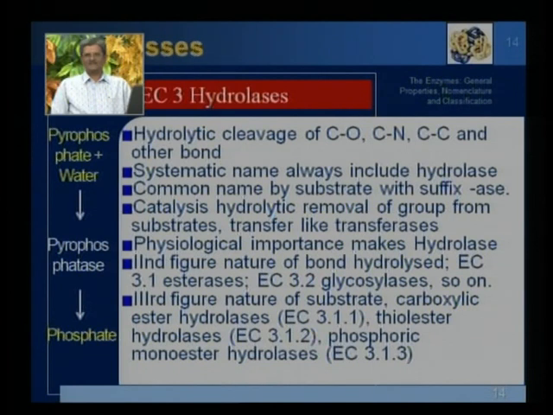If it is carboxylic acid ester hydrolases, then it is EC 3.1.1. If it is thioester, then it is 3.1.2. Phosphoric monoester, then it is 3.1.3. Likewise, a good example of a hydrolase type of enzyme is the one which cleaves the pyrophosphate molecule.